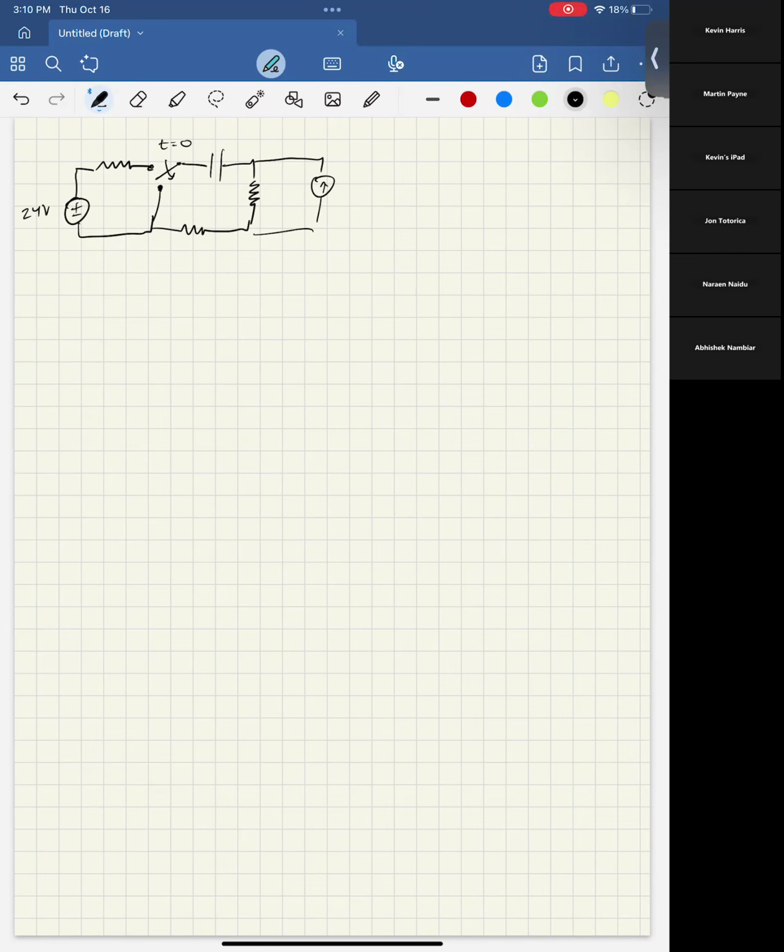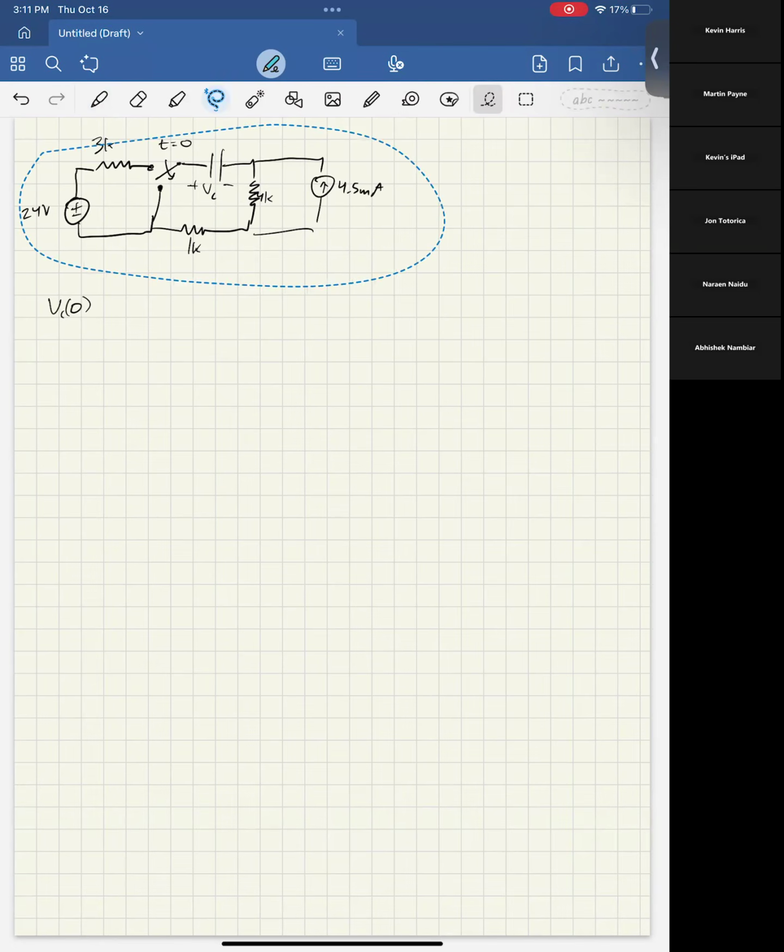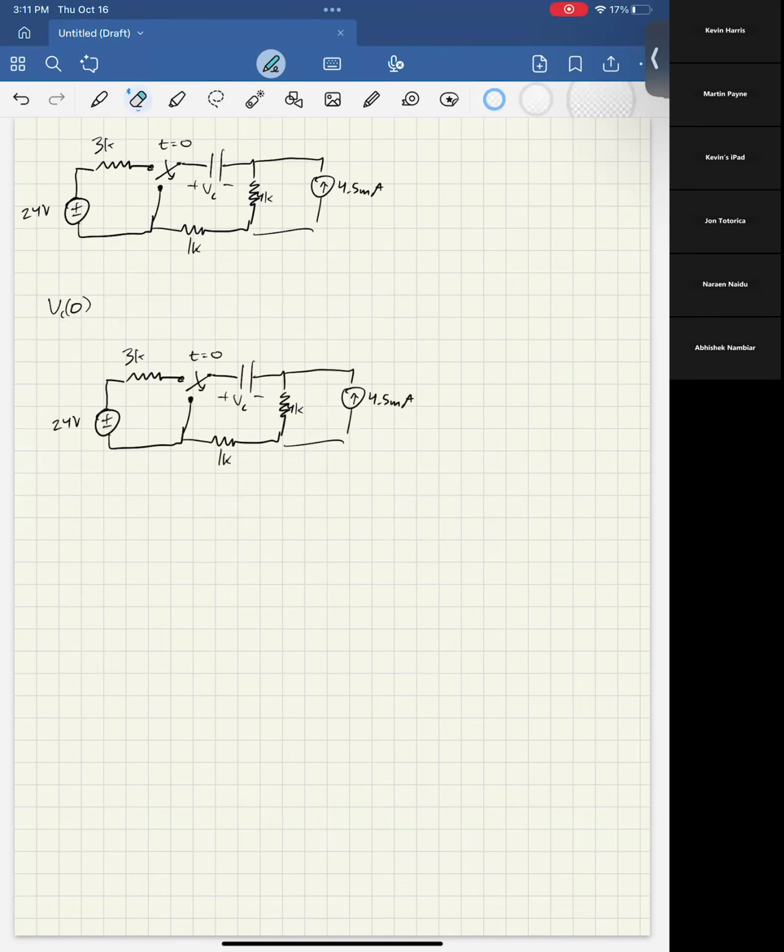Okay. It's defining VC as being positive on the right and negative on the left. So we have to first find VC of 0, and I also have to label all these resistors. Okay, so VC of 0. At time equals 0, I will copy this. I don't want to draw it again. And at time equals 0, this was not there, and this was here.